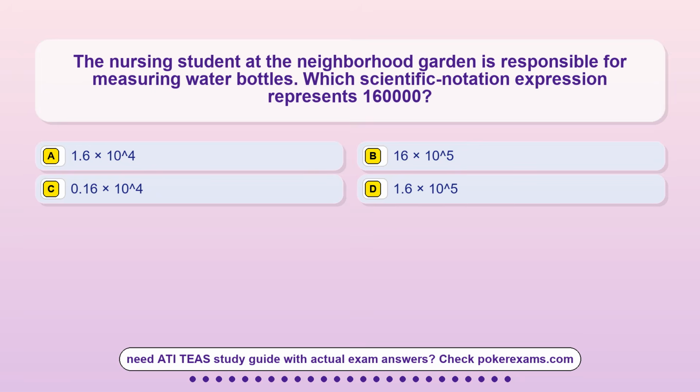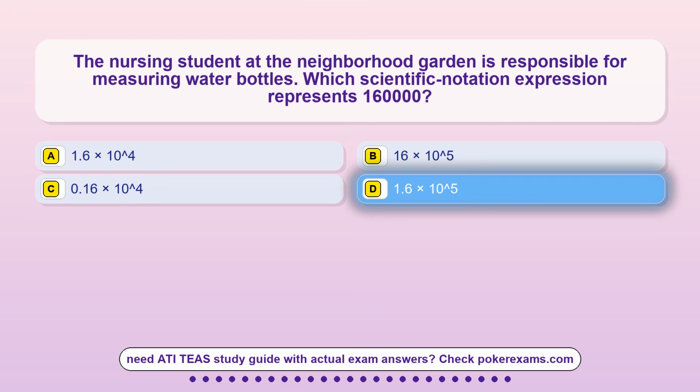Question 9. The nursing student at the neighborhood garden is responsible for measuring water bottles. Which scientific-notation expression represents 160,000? Option A, 1.6 times 10 to the power of 4. Option B, 16 times 10 to the power of 5. Option C, 0.16 times 10 to the power of 4. Option D, 1.6 times 10 to the power of 5. The correct answer is option D, 1.6 times 10 to the power of 5.